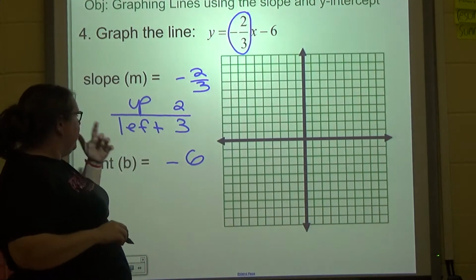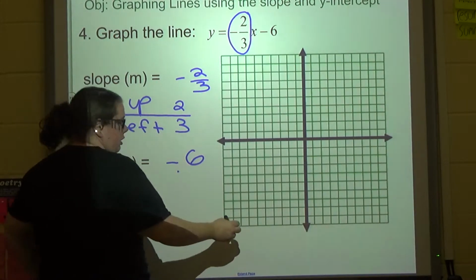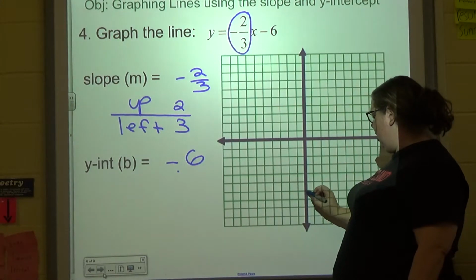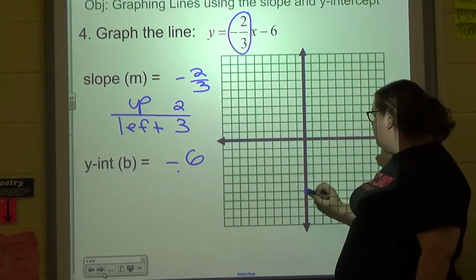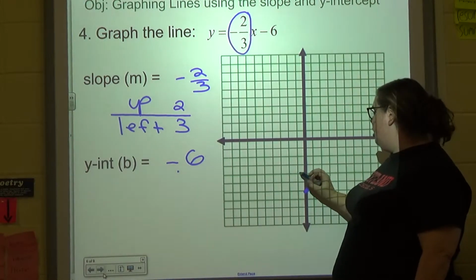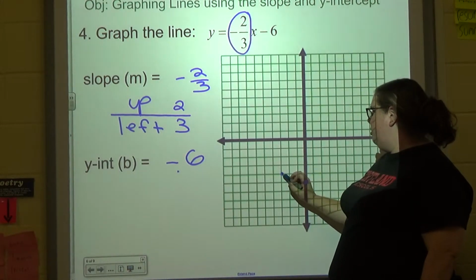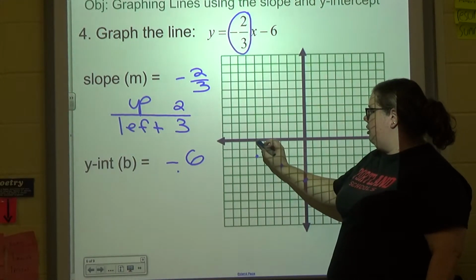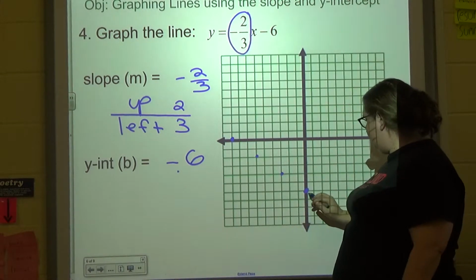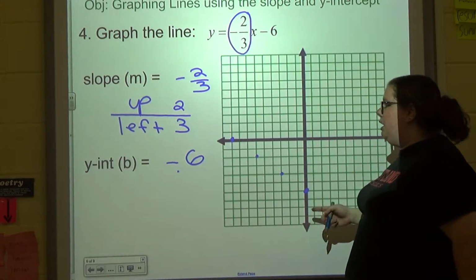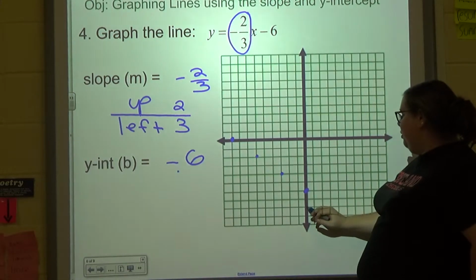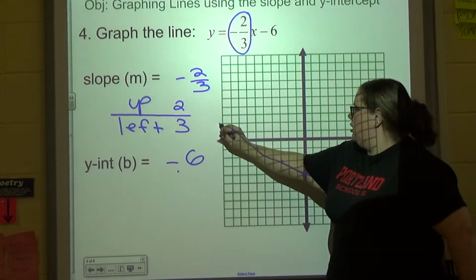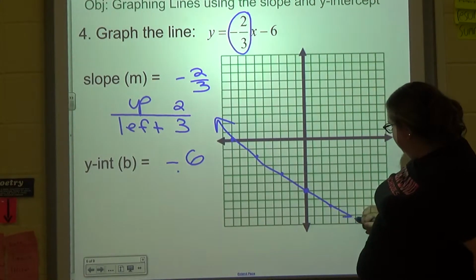Okay. So we begin at negative 6, and I'm going to go up 2, 1, 2, and left 3, 1, 2, 3. Up 2, left 3. And then if you want, you can keep going. We can go the other direction, down 2 and right 3. And there's my line. Good.